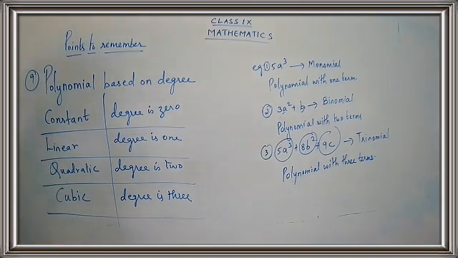If you have 1 degree, that means it is a linear polynomial. If the degree is 2, you have to call it quadratic. And if the degree is 3, you have to call it cubic. Cube. We would have studied about cube, children. You would have heard about cube. So this is cubic. Clear?